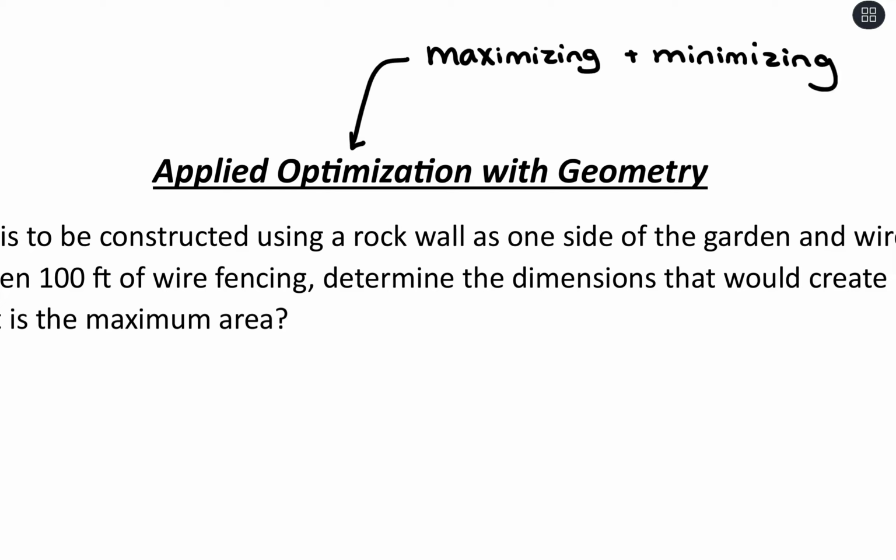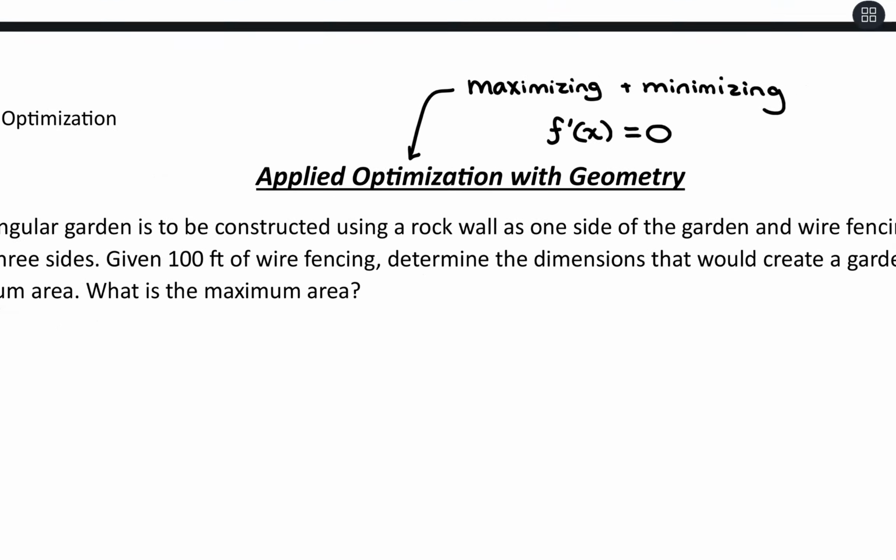So when we want to minimize and maximize, we're going to develop a function, and then we're going to solve for where the derivative of that function equals 0. So our first examples here are going to deal with geometry.